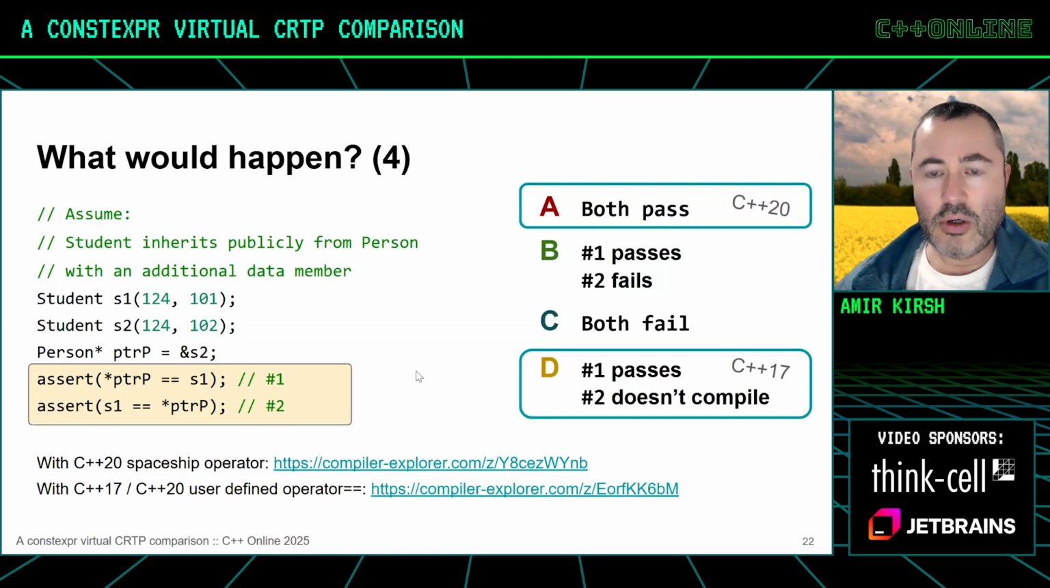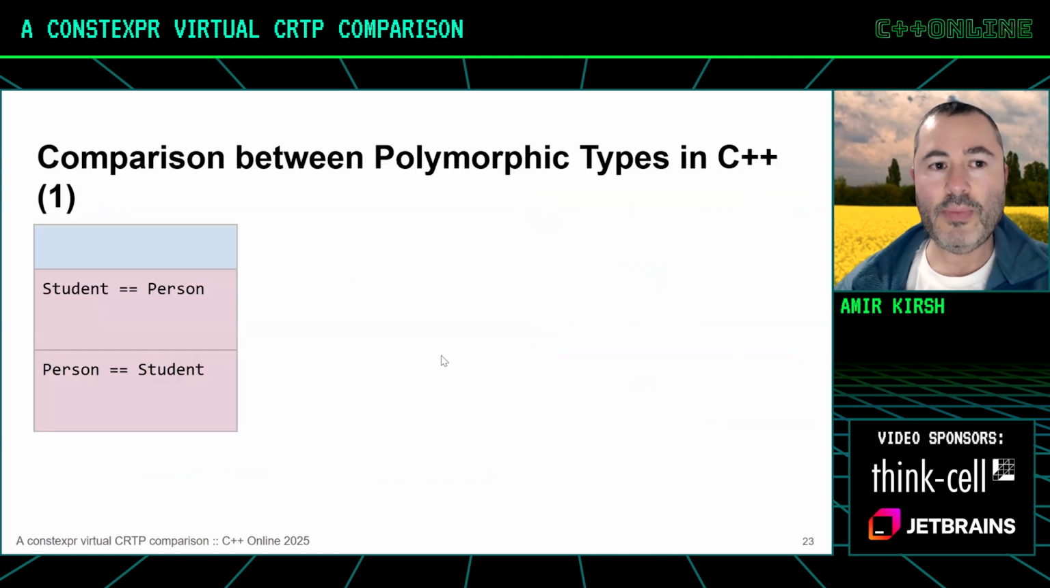So the links are there. You can follow them later on. I will share the presentation, but you can count on, yeah, this is the result. I mean, C++20 would pass both, even though they are not the same. And in C++17, the first one would pass, the second one would not compile.